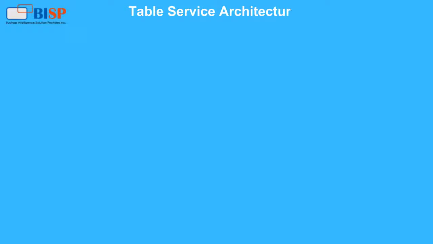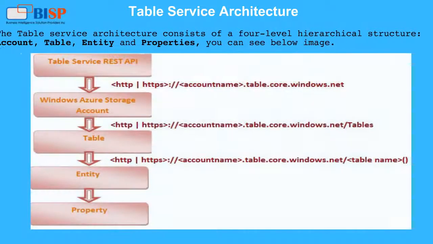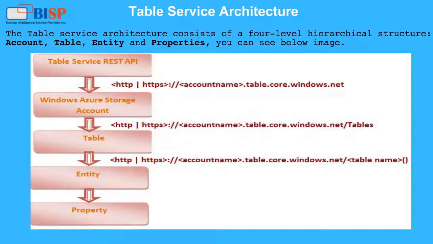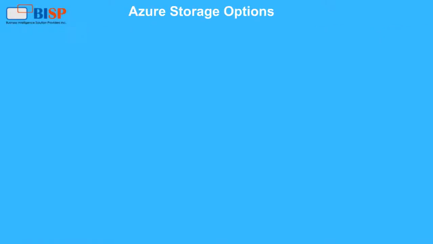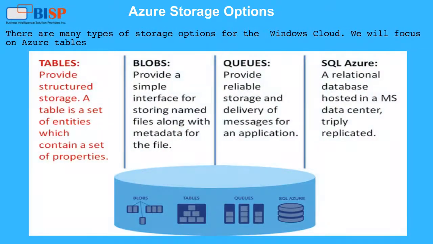Table service architecture. The table service architecture consists of a four-level hierarchical structure: account, table, entity and properties. You can see the image below. Azure storage options. There are many types of storage options for the Windows Cloud. We will focus on Azure Tables.